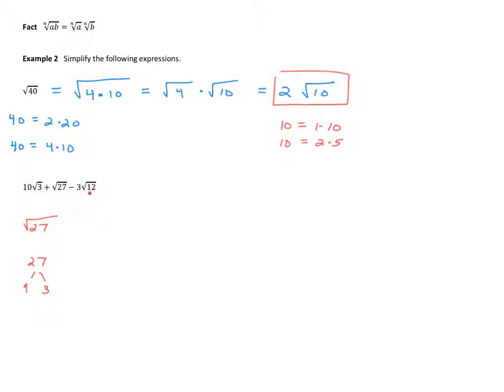I wonder if that'll also work for 12. Let's think about that one too. All right, for the square root of 12, again, I'm looking for perfect squares within 12. Well, 12 is equal to 4 times 3, and the square root of 4 is 2. I'm going to replace 27 with 9 times 3, and 12 with 4 times 3. Let's see what we get.